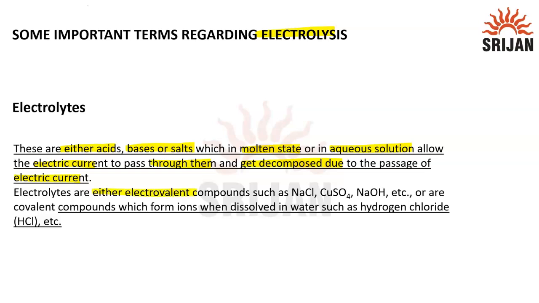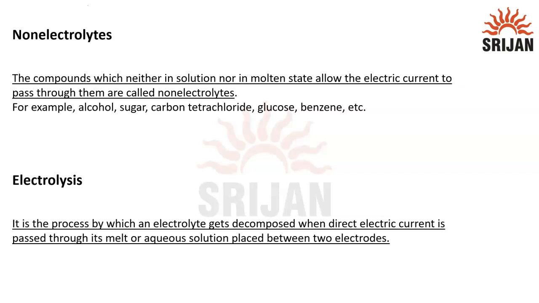Electrolytes are either electrovalent compounds. Electrovalent means ionic compounds such as NaCl, copper sulfate, NaOH, etc. Or covalent compounds which form ions when dissolved in water, such as hydrogen chloride, which is HCl. Whenever it is dissolved in water, it will decompose into its ions, that is H+ and Cl-.